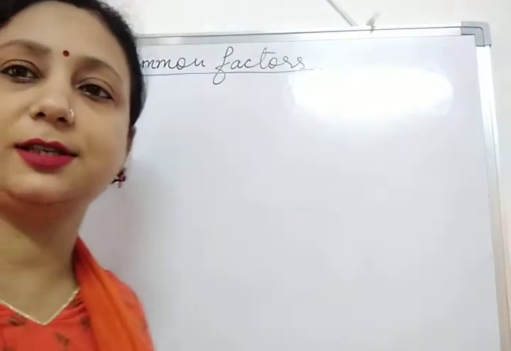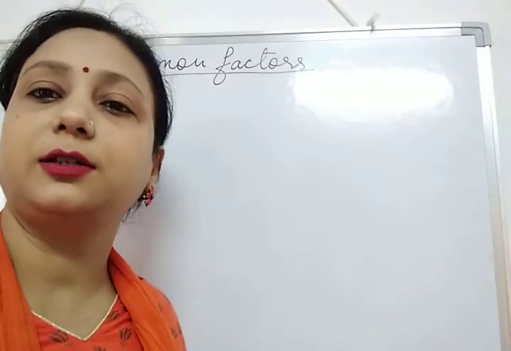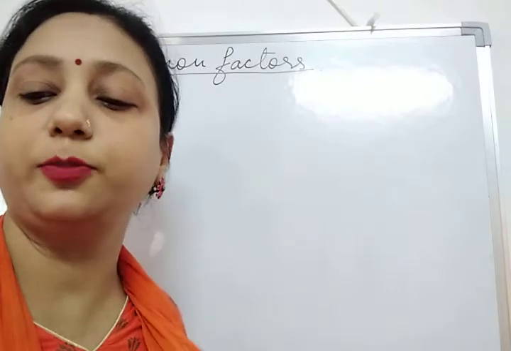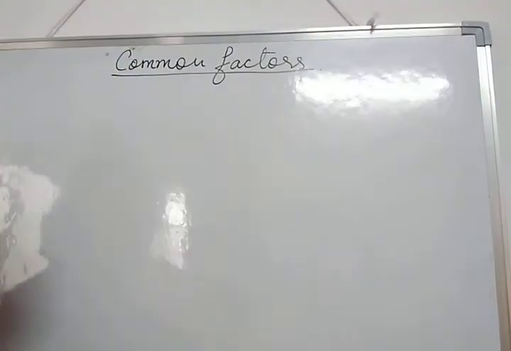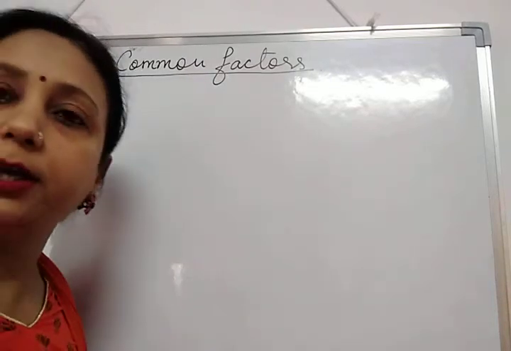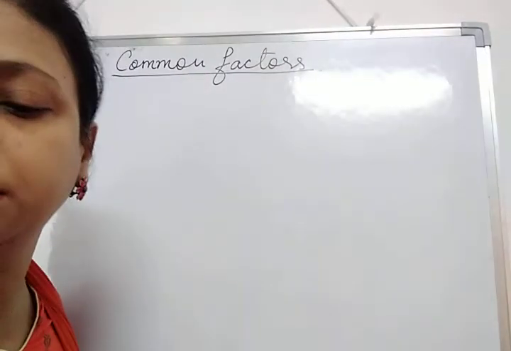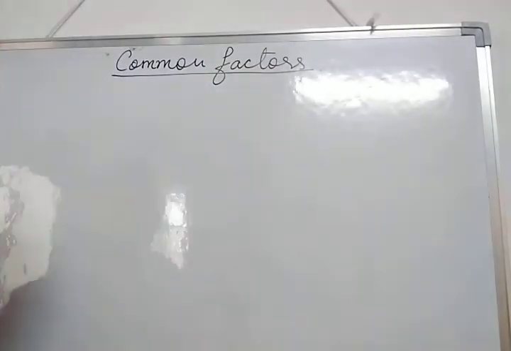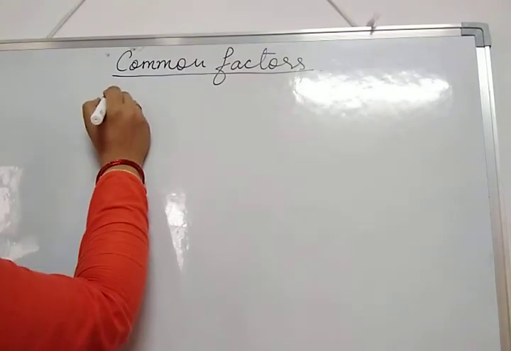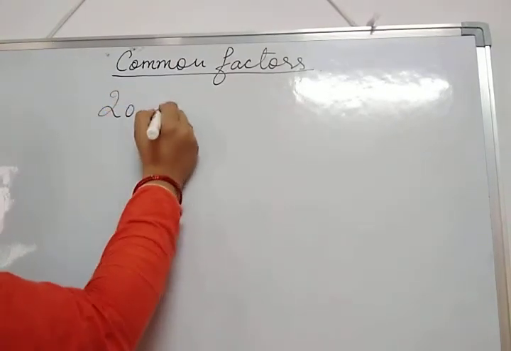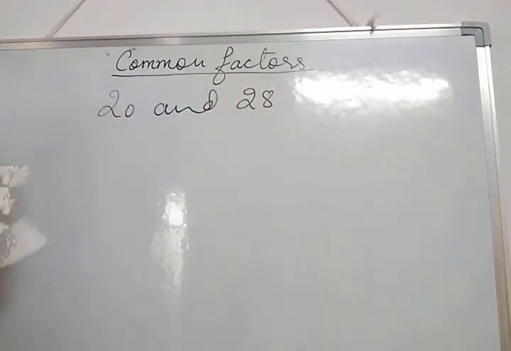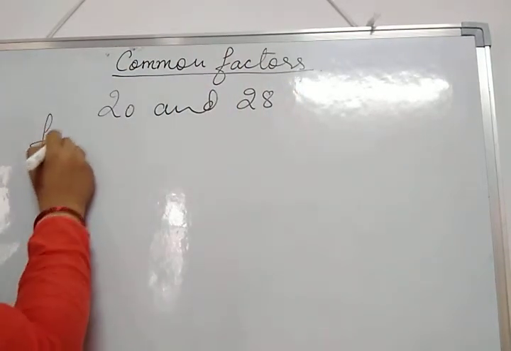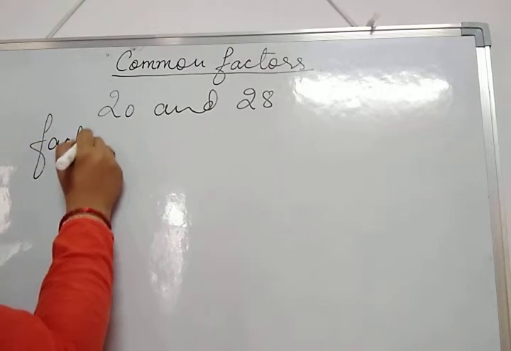Today we will discuss the common factors and the concept of co-prime numbers. In my previous video, I have already explained the factors and the multiples. Now if we have to find out the common factor between two numbers like 20 and 28, then first we will find out the factors of each number.